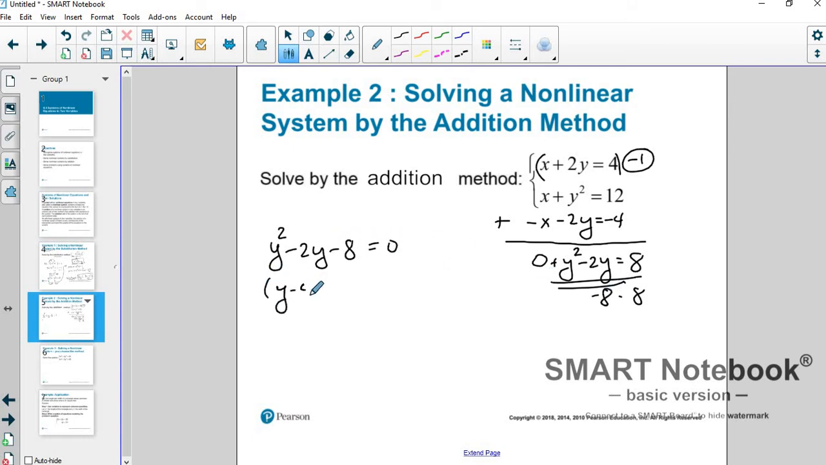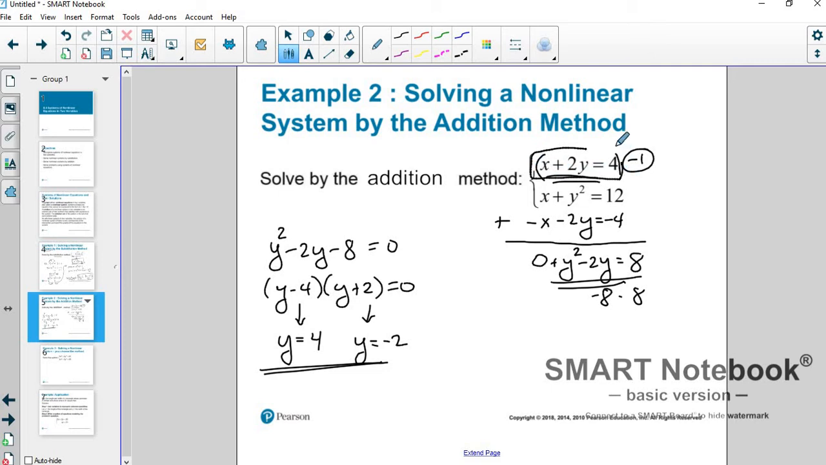This happens to factor into (y minus 4)(y plus 2). And so y equals 4 is one possible y, and y equals -2 is the other possible y. And then I need to substitute back in to either of these equations, but you try to use the simplest one you can. And so x plus 2y equals 4 is the one we're going to use.